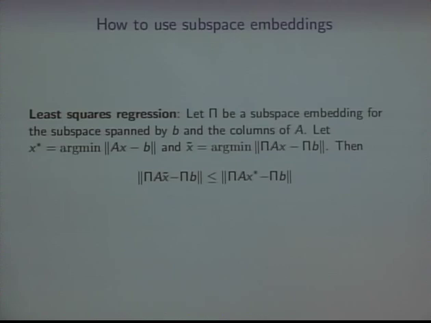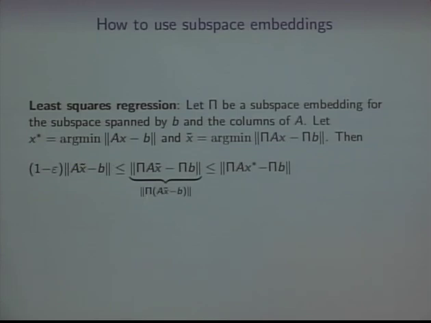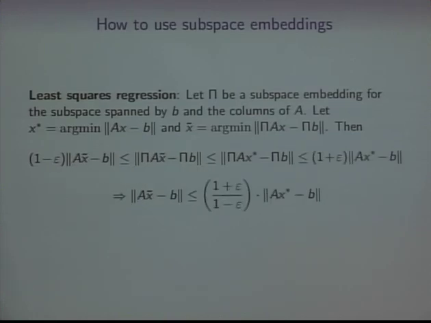Right? So it's better than the optimal X star for the new regression problem. And then you just write, what's this? It's pi times a certain vector. That's a vector which lives in the subspace spanned by the columns of A and B. So as long as pi is a subspace embedding for that D+1 dimensional subspace, it's preserved. And similarly on the right-hand side, and you move things around and you get that.